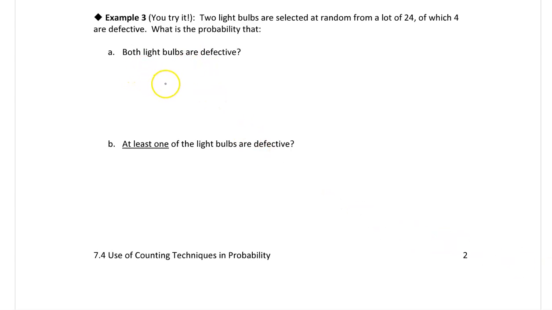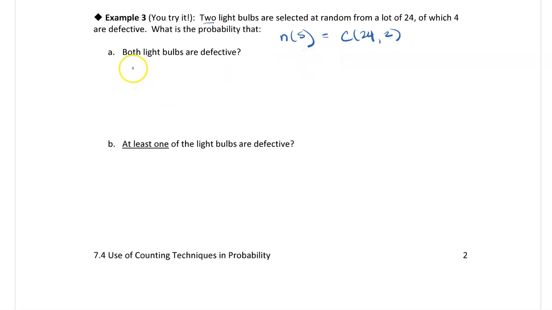All right, so we have a lot of 24 light bulbs, and we're going to choose 2 of them. Out of that 24, we know that 4 are defective. So this is really a lot like the DVD problem. The number in the sample space that we're going to use as a denominator in all of our probabilities is just going to be 24 choose 2, because we're choosing 2 light bulbs. So there are 24 choose 2 ways of selecting 2 light bulbs from a lot of 24.